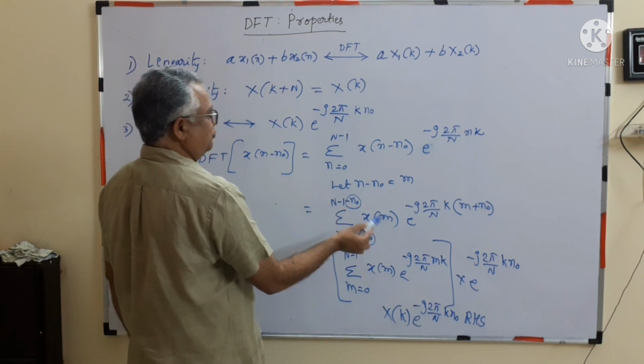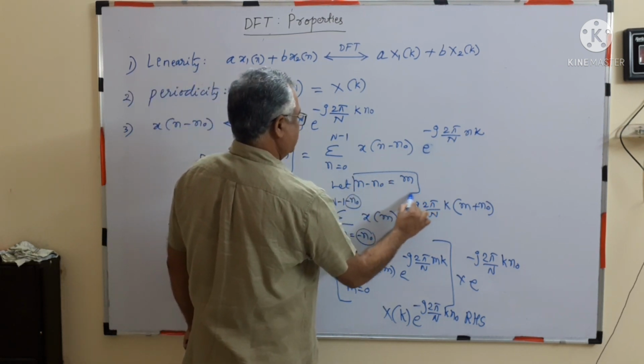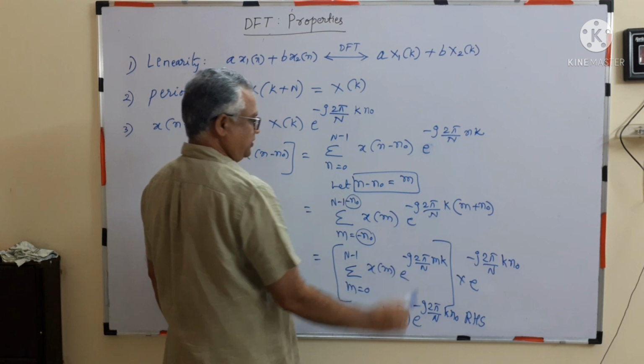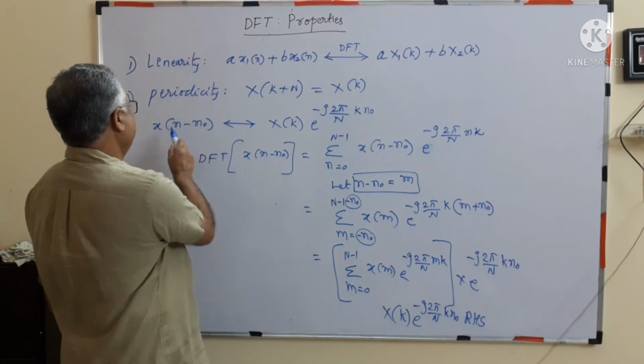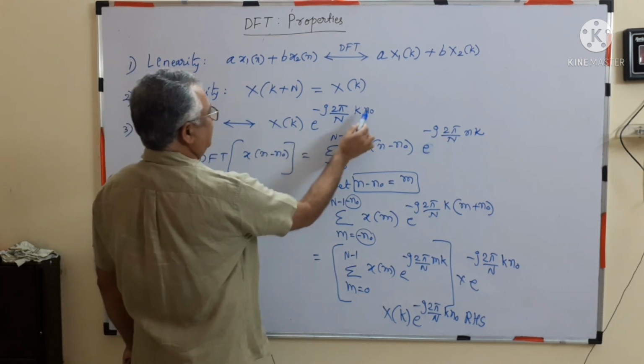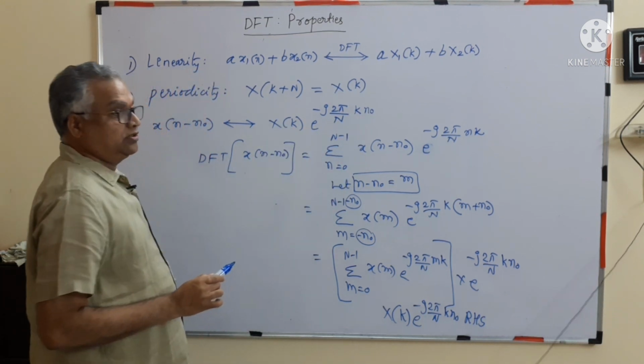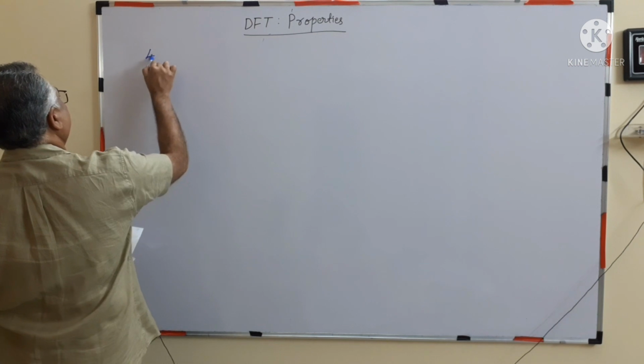So we can easily prove it by substituting n minus n naught with m. This is the time shifting property: time domain shifting, and frequency domain multiplying with the exponential.